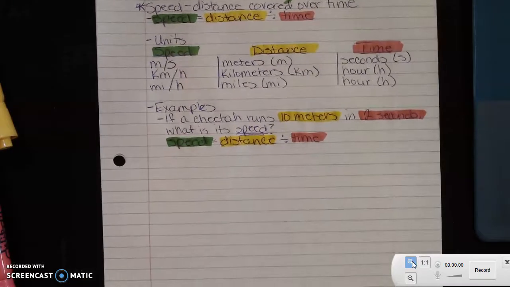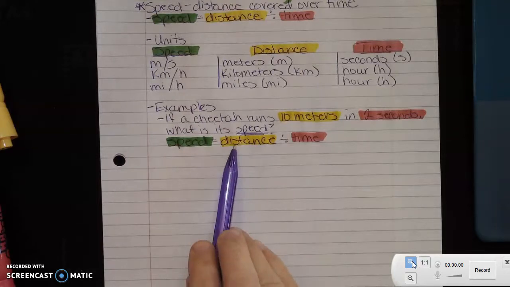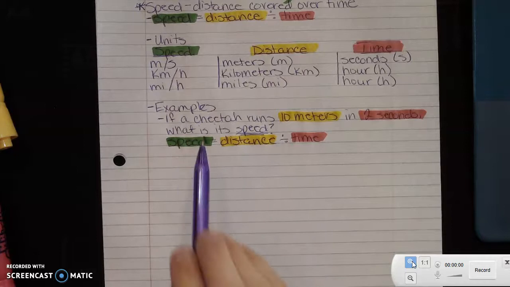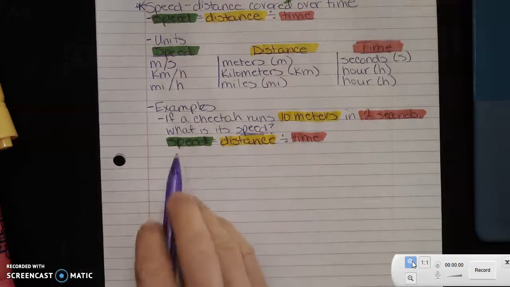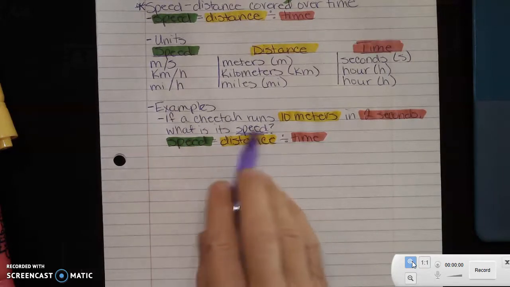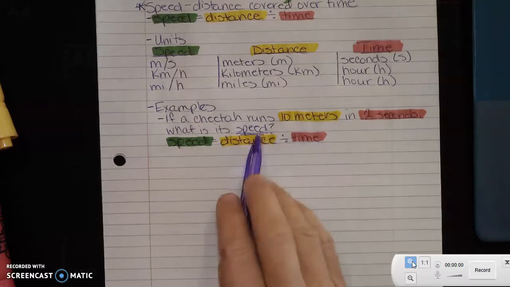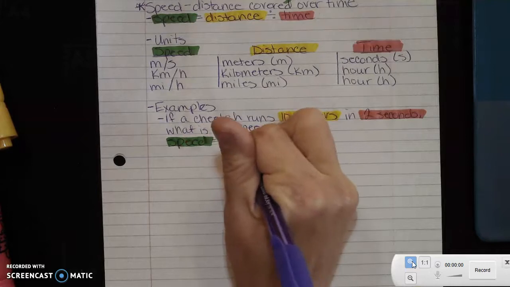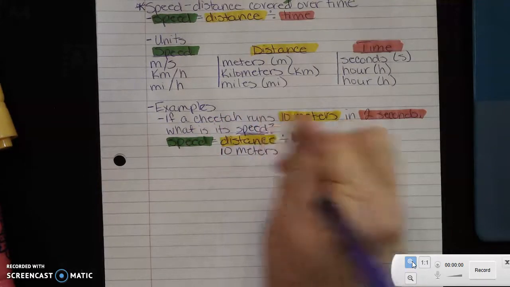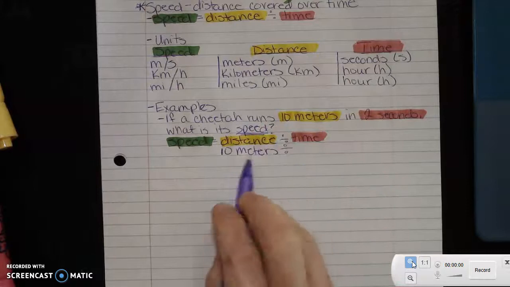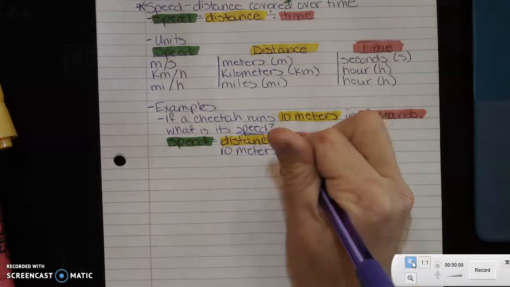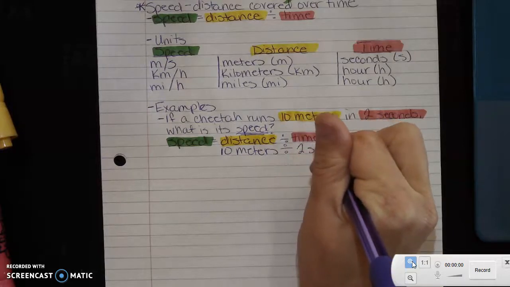So now we're just kind of looking and matching and plugging things in. In our problem, we're going to match the yellows, we're going to match the pinks. We can't match the green because we don't know it. It's what we're solving for. So speed equals our distance. I can see the yellows match here. I'm going to copy this down. 10 meters divided by, and our pink time matches here. 2 seconds.